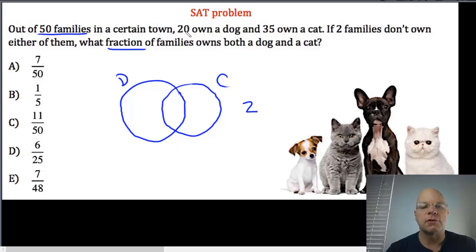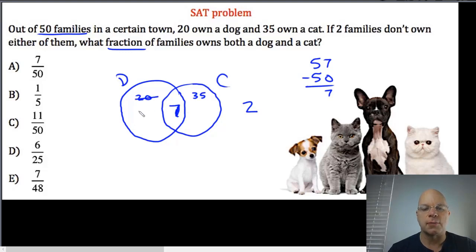What fraction of families owns both a dog and a cat? This is one of those problems like we did in class where I have to consider the scenario where I have 20 owning only a dog and 35 owning only a cat, as if no families owned either. That would be a total of 55 plus 2, or 57 families. But we only have 50 families. So that difference tells you what the intersection should be. There should be 7 families owning both a dog and a cat.